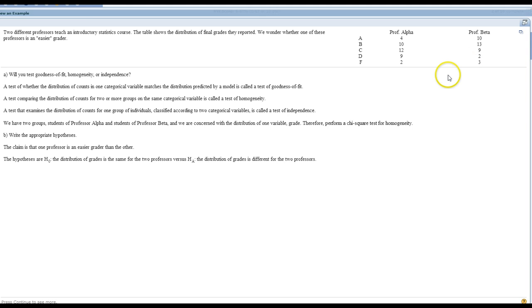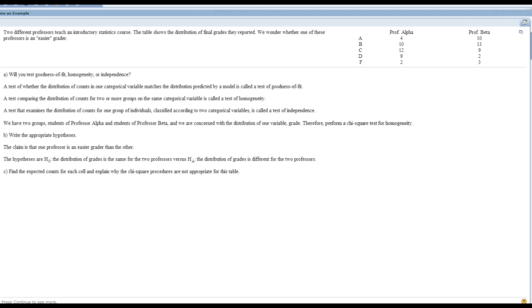Not that one professor is better than or higher than. We're not going to be going into that. We're just looking at a difference. The distribution of grades is different for the two professors is the alternative hypothesis, while the null is saying the distribution of grades is the same for the two professors. We're asked to find the expected count for each cell, and explain why the chi-squared procedures are not appropriate.